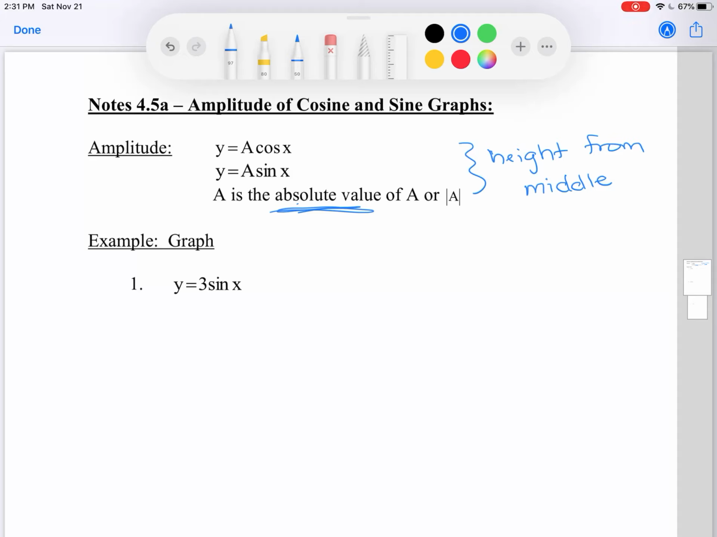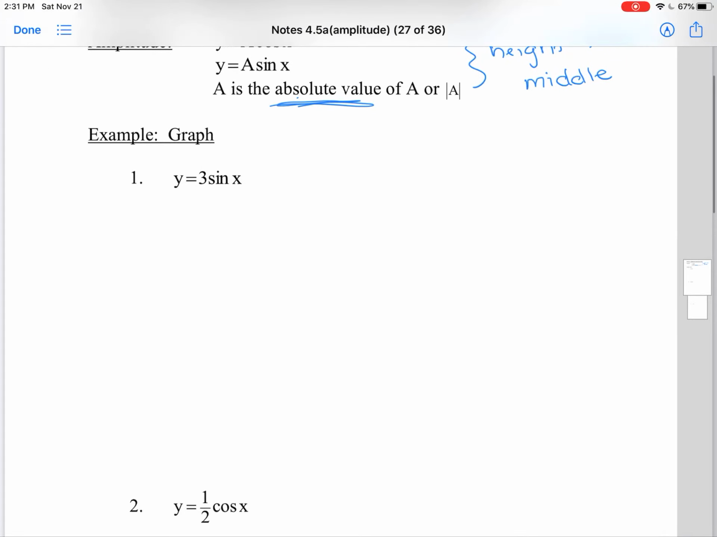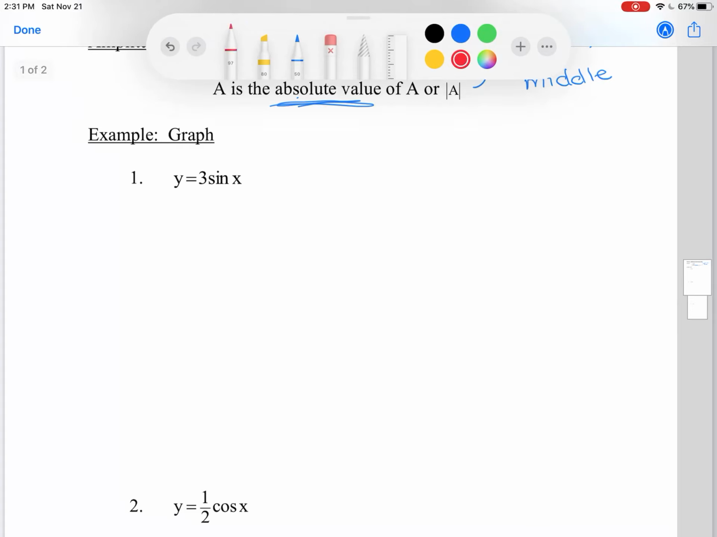And what the amplitude is going to tell us is the height from the middle of our graph. And if you remember from the two graphs we just graphed, the middle of your graph was on the x-axis every time. And then the height from the top to the middle was 1, and the height from the bottom to the middle was also 1. Okay? We want to say 1 and not -1 because we are taking the absolute value of that. So we're going to get some practice.